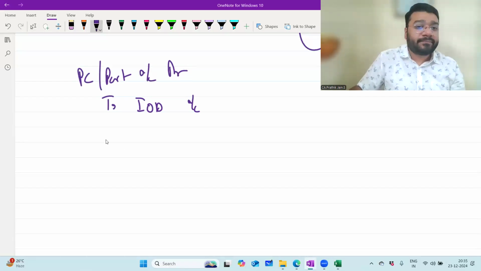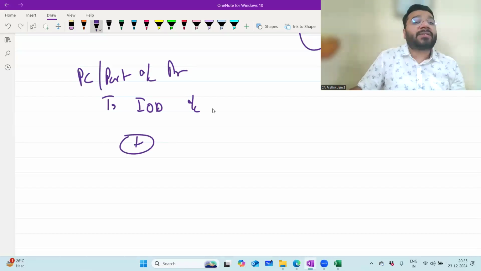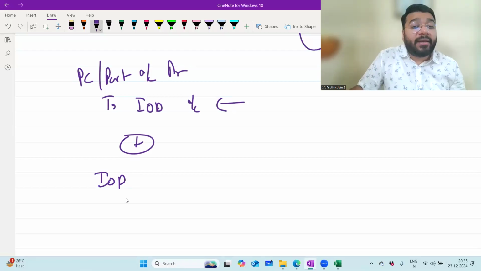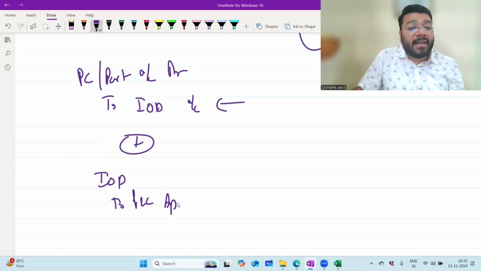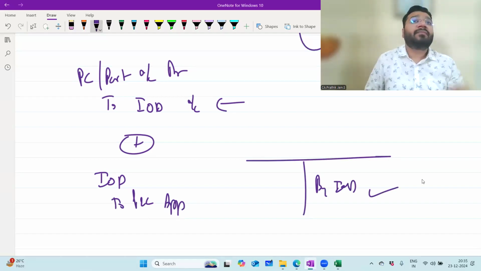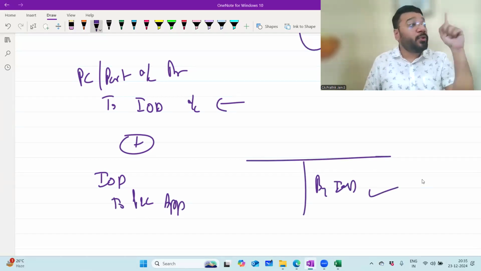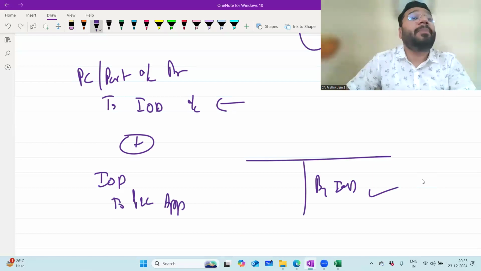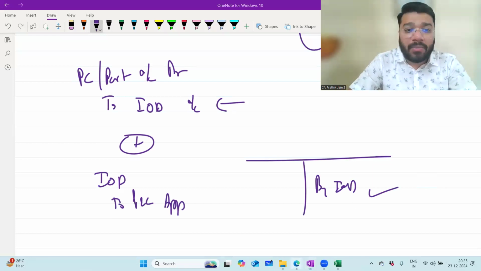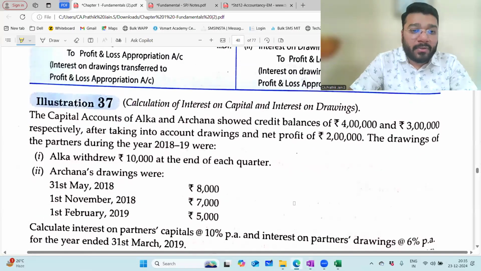Any problem? No, sir. This interest on drawing is a nominal account. It has to be closed by transferring to the appropriation account. What is the entry? Interest on drawing to P&L appropriation account. So in the P&L appropriation account, by interest on drawing you get. It is because of the closing entries only that you get all the items under trading, P&L and appropriation account. Any problem? No, sir.